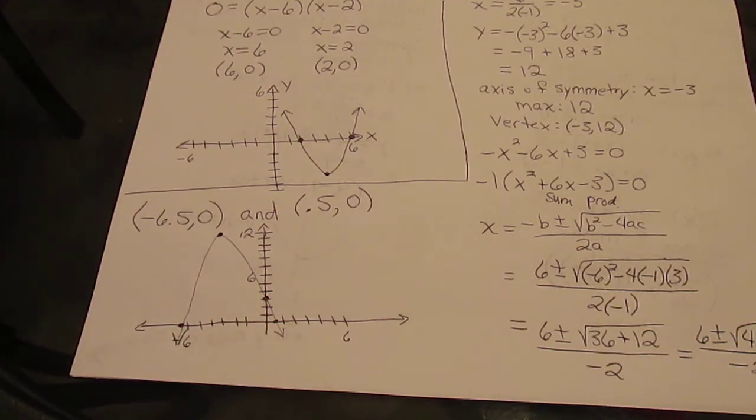Okay, and again, check it out. We had a -a, so the graph should have opened downward like we see in our problem. Okay, so try out the homework and let me know if you have any questions.